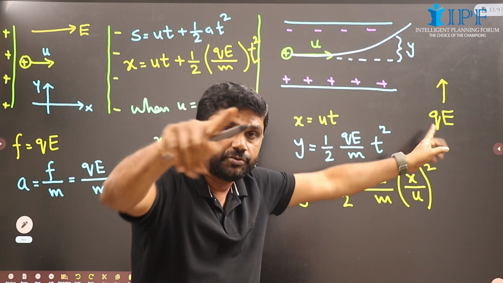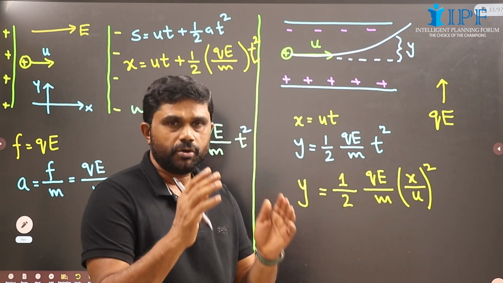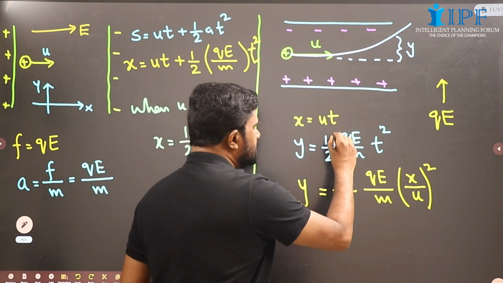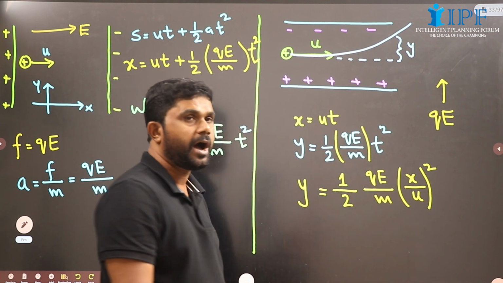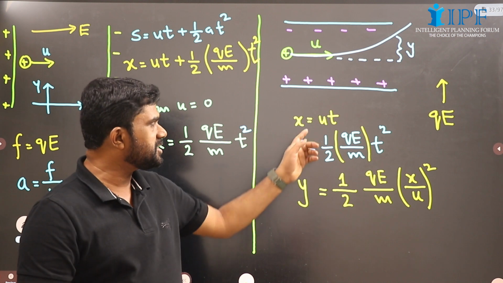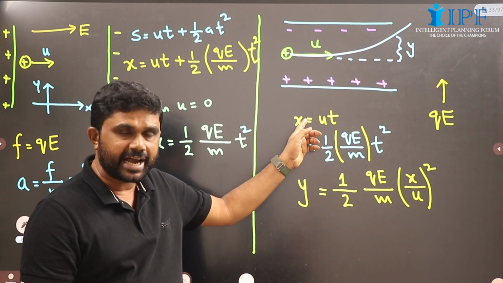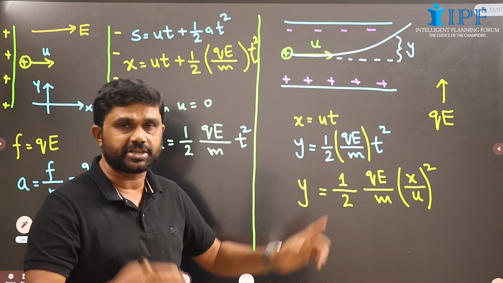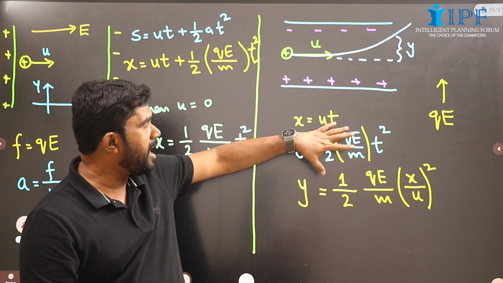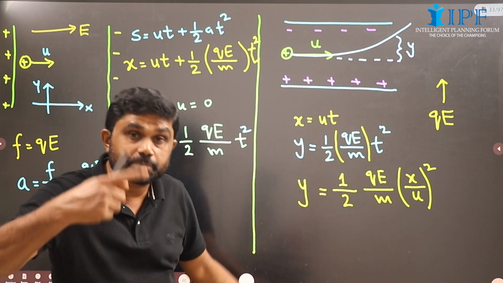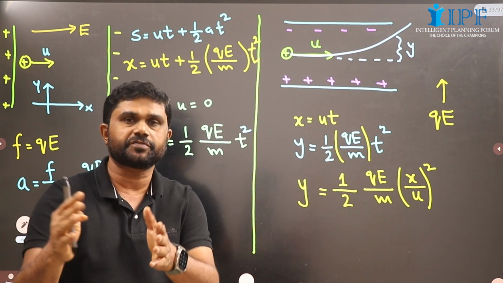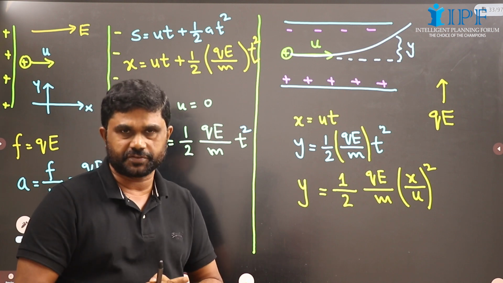This force divided by mass will give you the acceleration. So displacement y will be half, see, this is the acceleration QE by m, into t square. This is the displacement along the x direction in time t, and this is the displacement along the y direction in the same interval t. So we have x and y expressed in terms of a third variable t. x is in terms of t and y is also in terms of t.